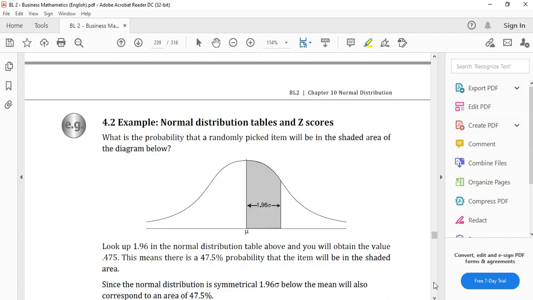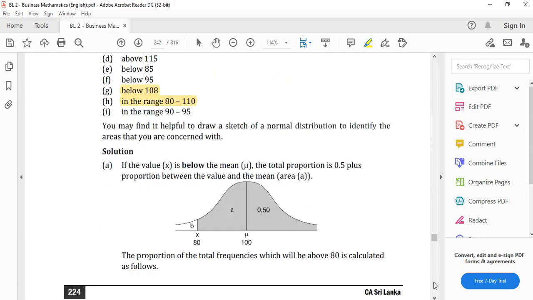Fine. Last one: in the range 80 to 110. Interesting.